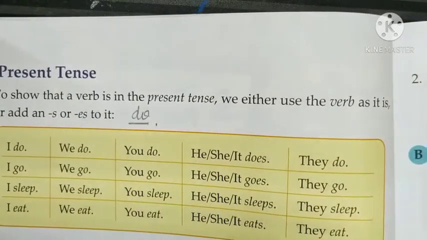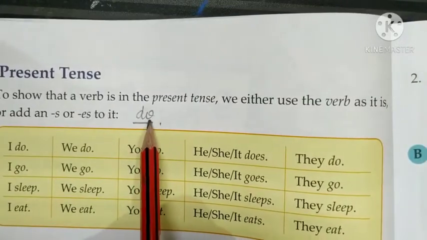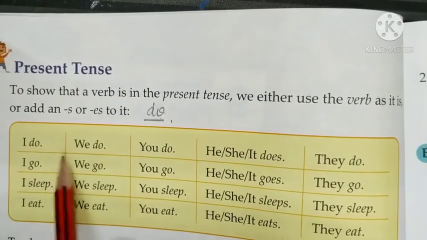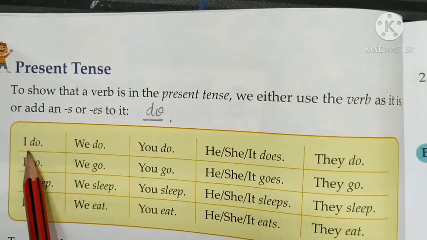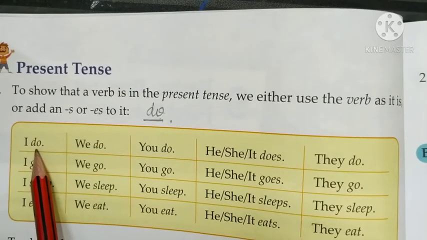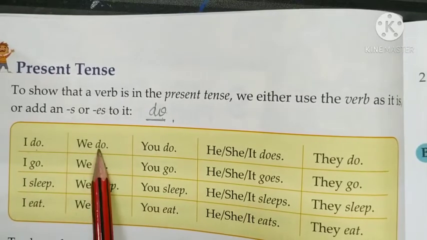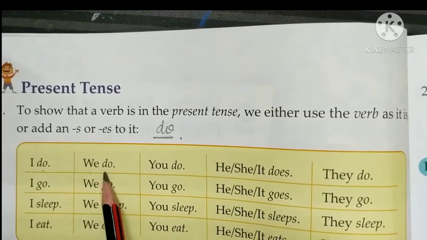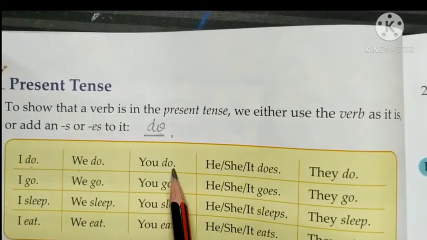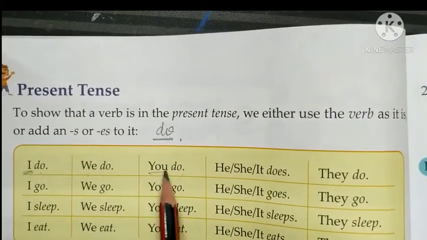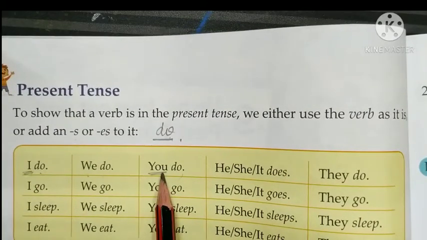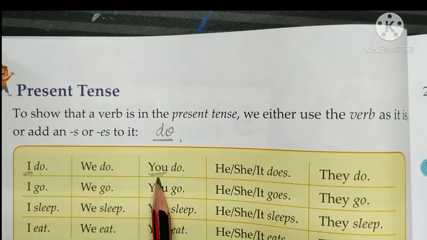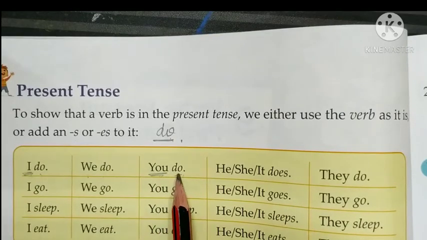Let's see how. Suppose we take the word do. Do is the action, it is a verb, right? So let's see how we can make it in present tense. With I, we use the word as it is, there is no change. We do. With plural, we don't add s to the verb. So we do, you do. I also told you that with I and you, we never add s to the verb. You can be singular or plural, but in both cases we don't add s. So you do, the word will be as it is.